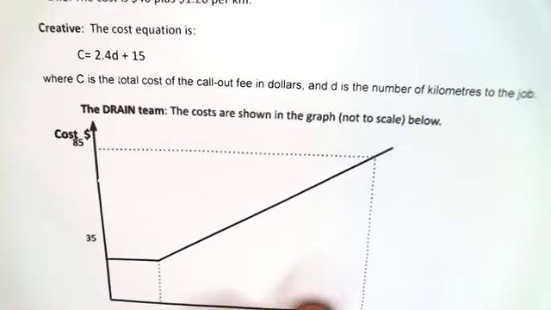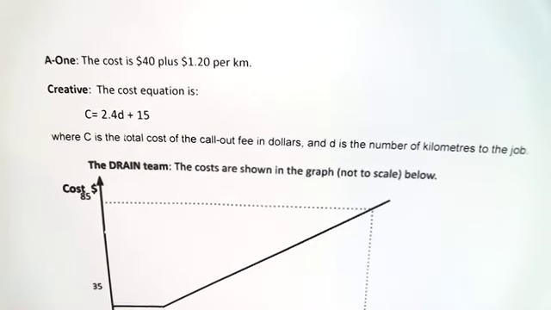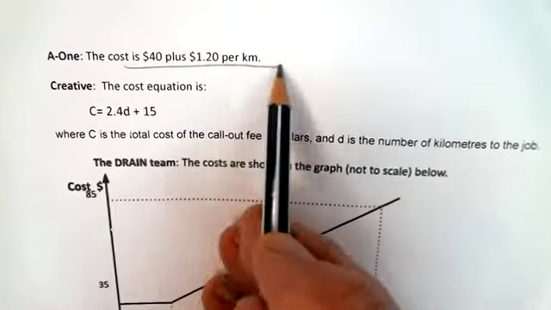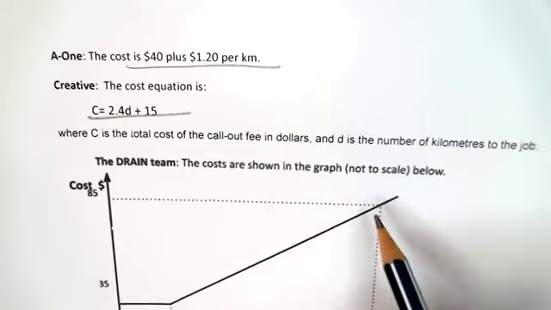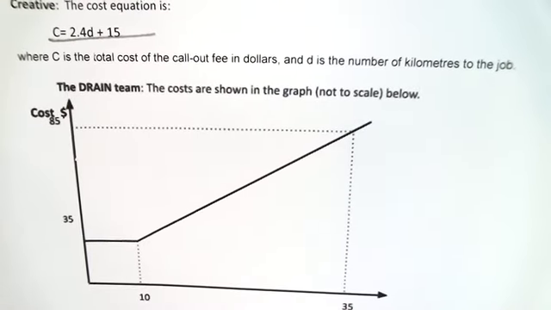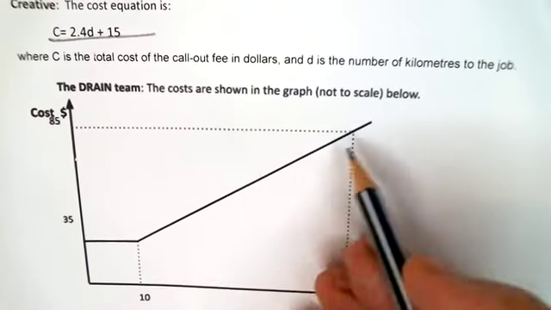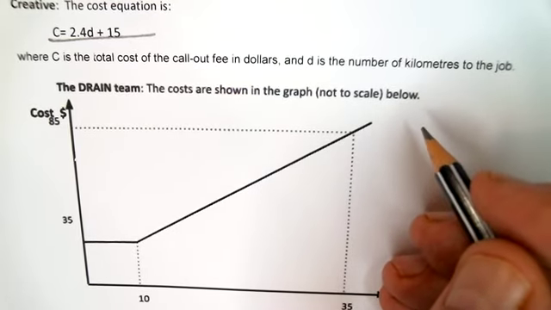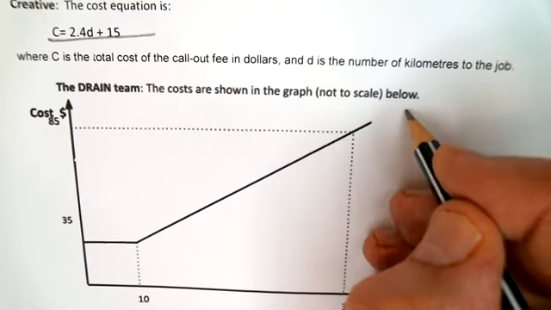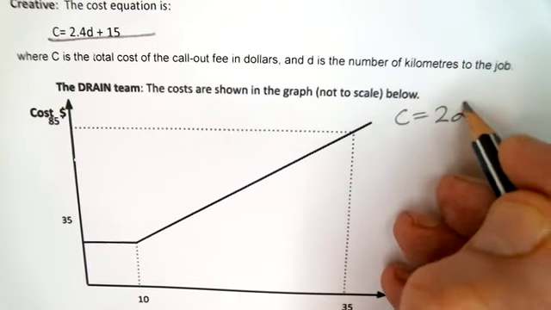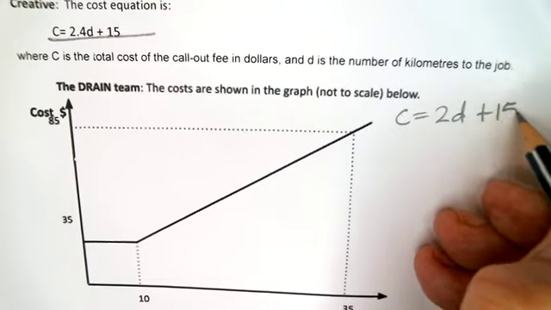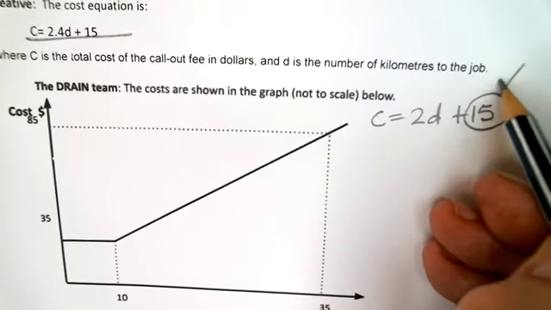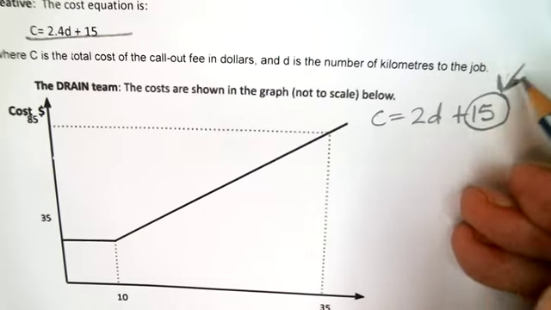Okay, let's have a look at this question here. Now, I've been asked why, and by the way, there are three equations here. There's one equation here, there's going to be one equation here, and there's another equation here. And we're told that the drain team actually has an equation for this line here. Well, the equation for that line there is C equals 2D plus 15. And the question is, where does the 15 come from? Okay, that's the question. It's a good question.